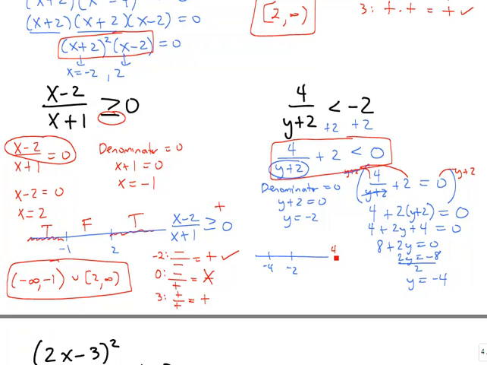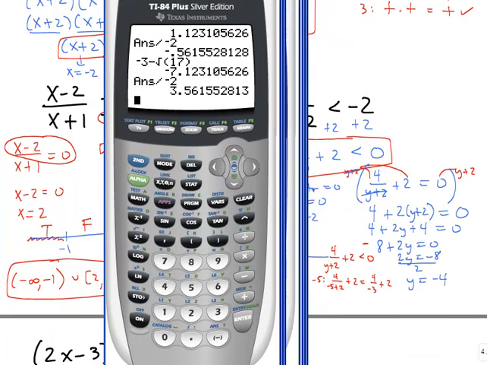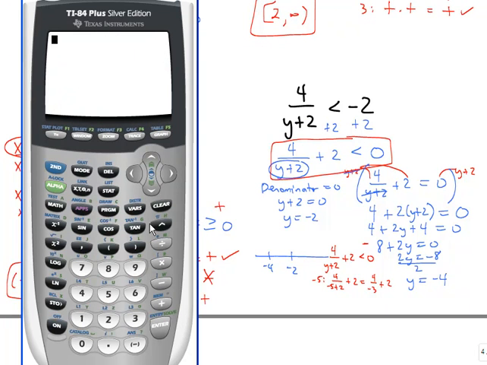So we have 4 over y plus 2 plus 2, and we want to know where this is less than 0, which means we're looking for negatives this time. So let's test. If we pick something less than -4, like -5, 4 over -5 plus 2 plus 2, we're trying to see, is that less than 0? Well, 4 over -5 plus 2 becomes 4 over -3, and 4 over -3 plus 2, if you're not sure what that is, remember you can always use a calculator here to help you out, especially on these where the numbers aren't quite as nice.